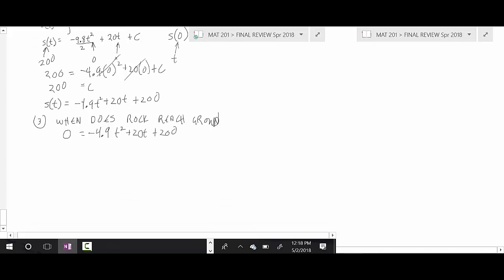Now what you have to do on this is go to the quadratic formula to figure this out. So we're going to do the quadratic formula. Negative b is 20, so that's negative 20, plus or minus the square root of b squared, negative 4.9 squared, minus 4ac, so a is negative 4.9, c is 200, and that's all over 2a like that, okay?